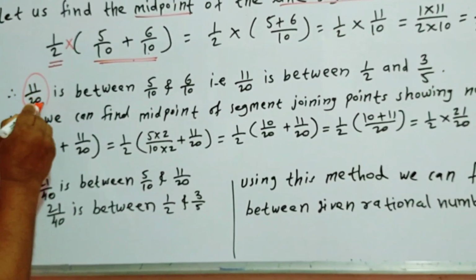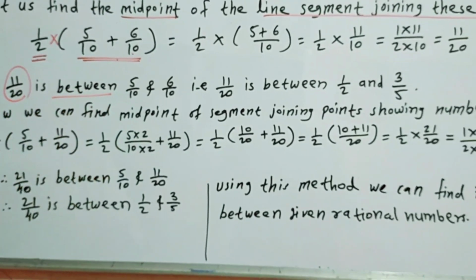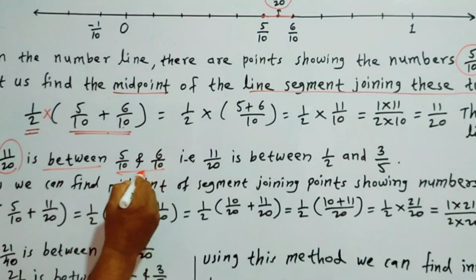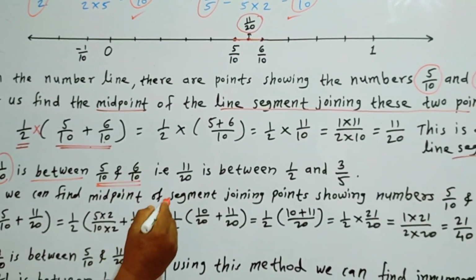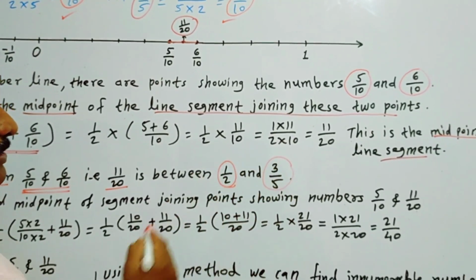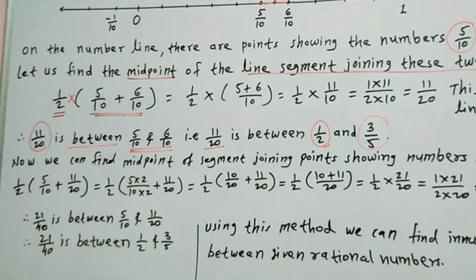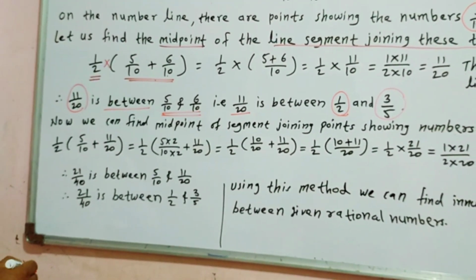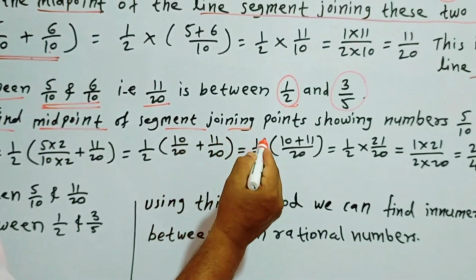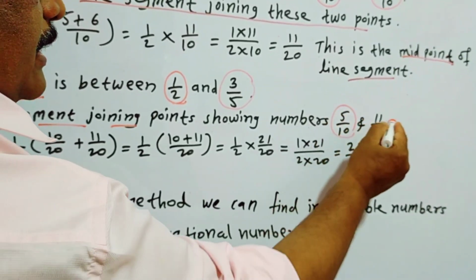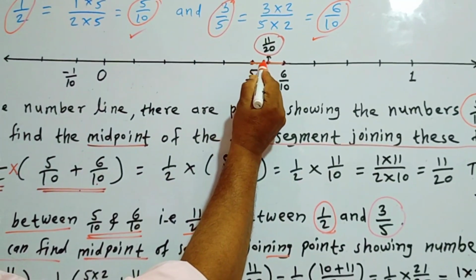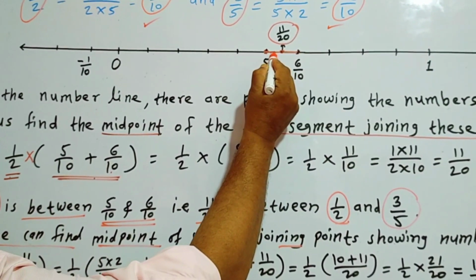So here 11 upon 20 is between, you can see here, 5 upon 10 and 6 upon 10. Means 11 upon 20 is between 1 upon 2 and 3 upon 5. So we got the first number here. In this way we can find another number also. We can find the midpoint of the segment joining the points showing 5 upon 10 and 11 upon 20.